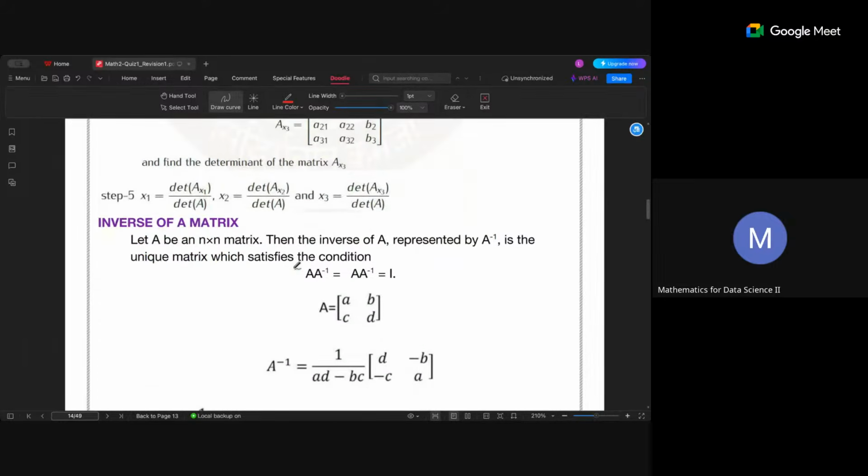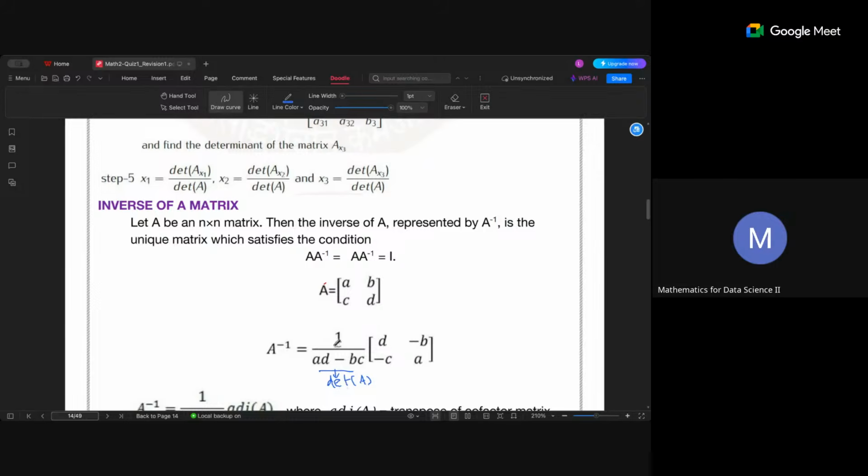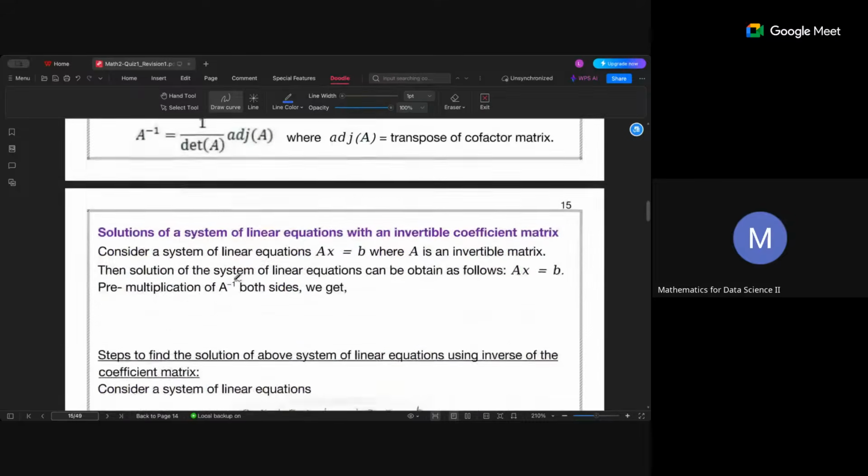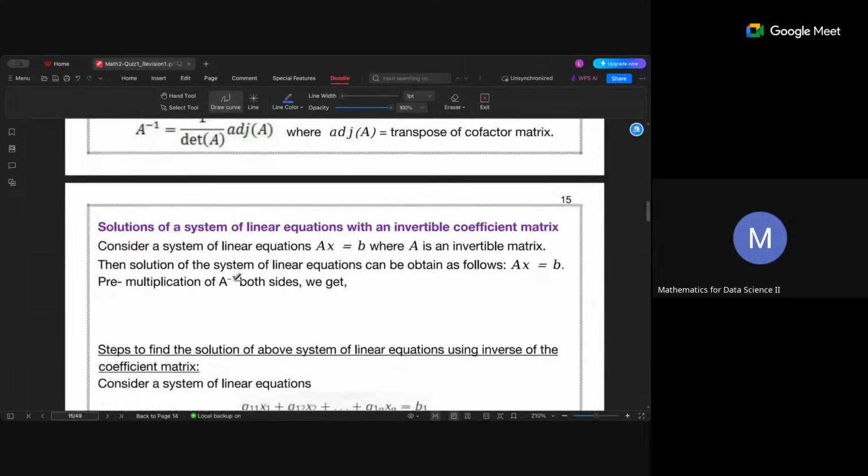And for inverse, you know that this is the formula, where this part is the determinant of A. So A inverse is 1 by determinant of A into the adjoint of A, which is the transpose of the cofactor matrix. So here I don't want to spend time explaining formulas. Formulas you people know. So this is something which I explained earlier.